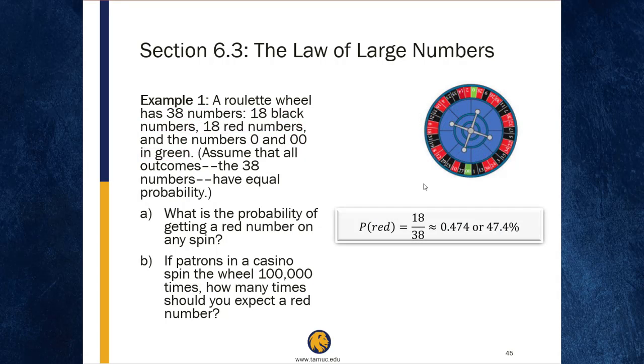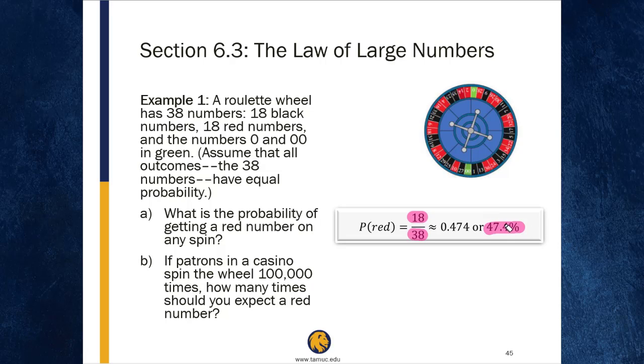Well, first off, if we take the probability of a red showing up, there are 18 red numbers out of the 38 different places that it can stop, 38 different outcomes. So 18 divided by 38 gives us a 47.4% chance of it falling on a red. But again, that's the theoretical probability.